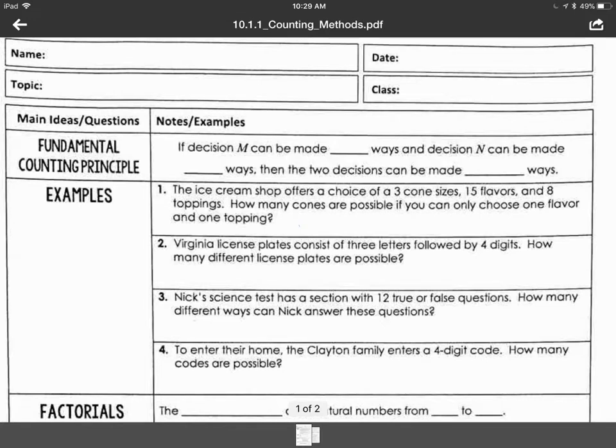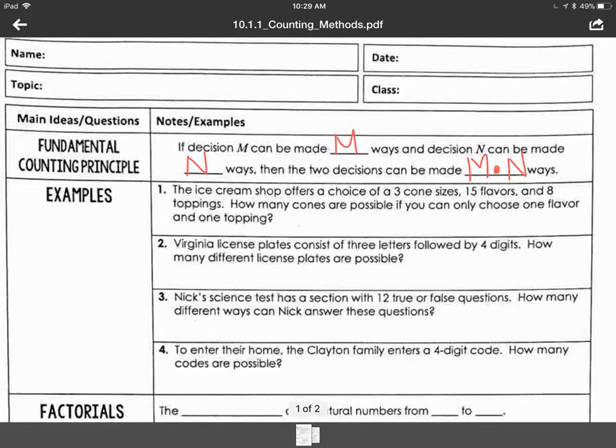We're going to start our discussion about counting principles with the fundamental counting principle that kind of kicks everything off. It says if you have a decision M, and you have M choices for that, and you have a decision N, which has N choices, then the two decisions can be made M times N ways. You multiply your number of choices together. All right, that can answer a variety of problems.